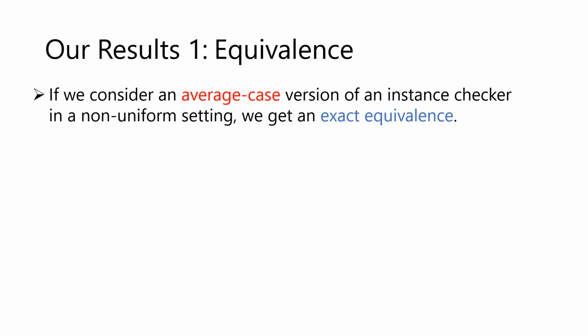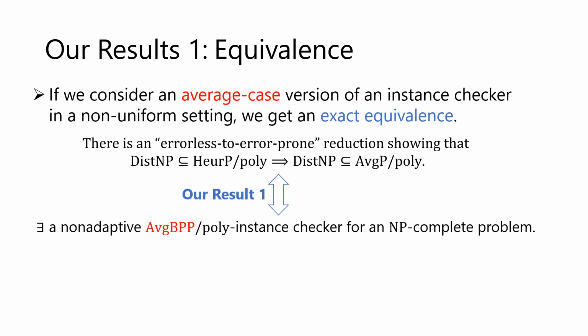Now let me introduce our three main results. The first result shows that we can get equivalence in a certain setting. If we consider average case version of an instance checker in a non-uniform setting, we can actually get an exact equivalence. Specifically, we can show that the following are equivalent. There is an errorless-to-error-prone reduction showing that errorless complexity of NP and error-prone complexity of NP are equivalent if and only if there is a non-adaptive average BPP/poly instance checker, which is an average case version of instance checker for NP complete problem.